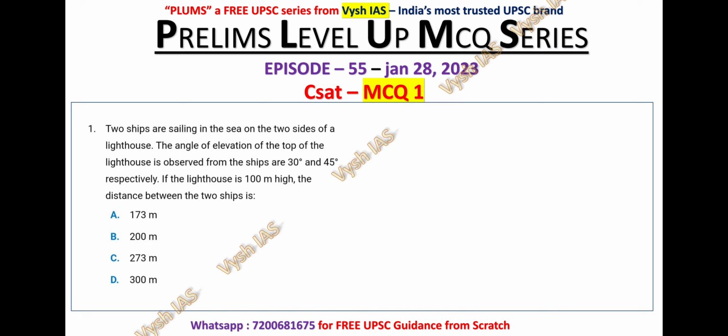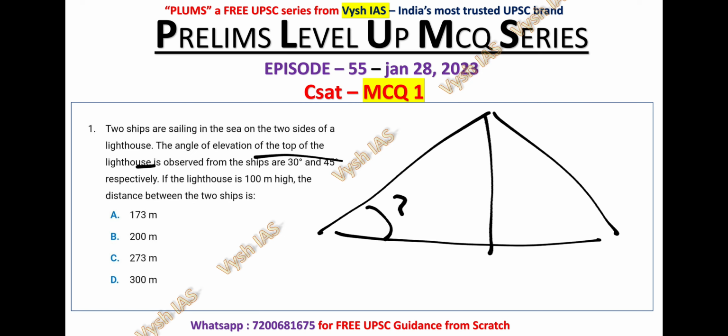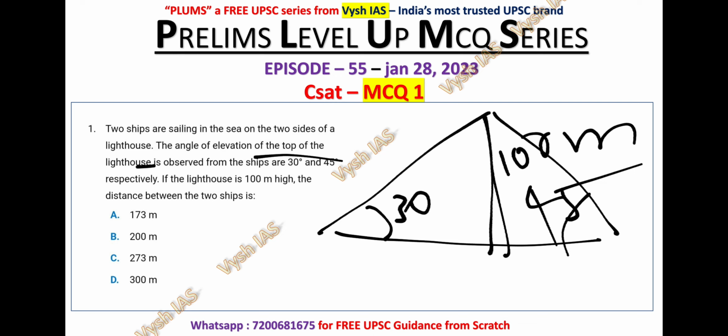Okay, so now let's start today's session. Let's start MCQ number 1. Two ships are sailing in the sea on the two sides of a lighthouse. The angle of elevation of the top of the lighthouse is observed as 30 and 45 degrees, on one side 30 and on the other side 45. If the length of the lighthouse is 100 meters, we have to find the distance between the two ships.